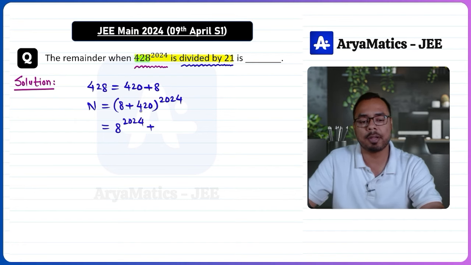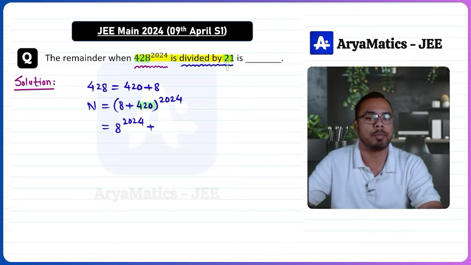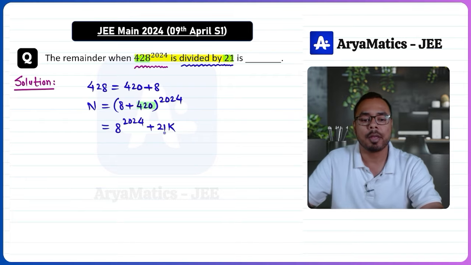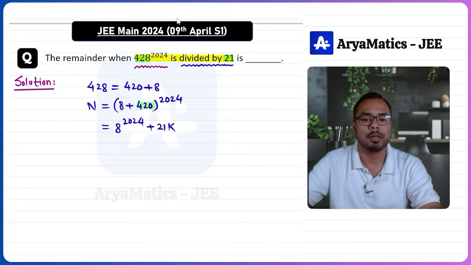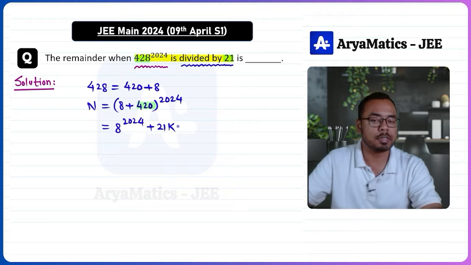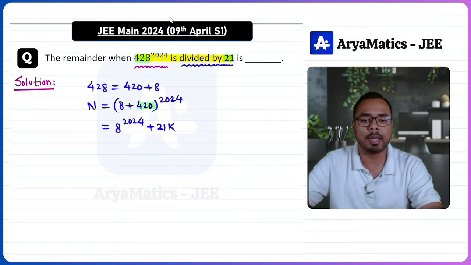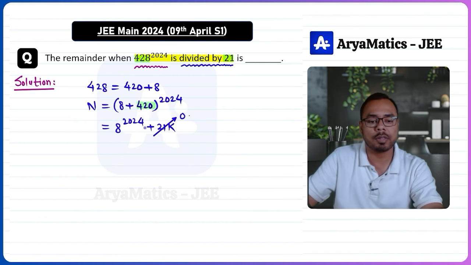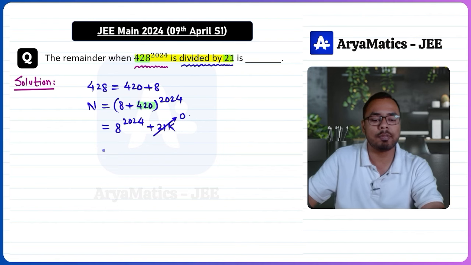All the other subsequent terms are multiples of 420, and hence they are multiples of 21. So all of those numbers we can write as 21 into k, where k is some integer. If you divide this number by 21, you will get 0 as remainder, right? When you divide a number which is a multiple of 21 by 21, the remainder will be 0. So now this one we can neglect and we have to focus on this 8 raised to 2024.